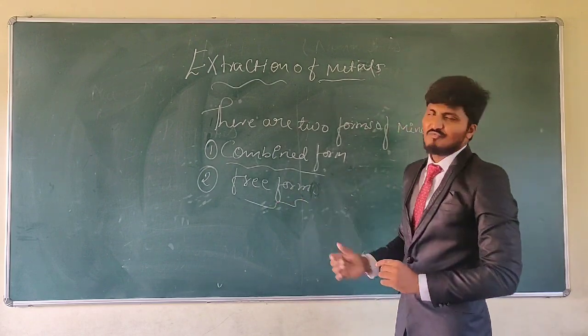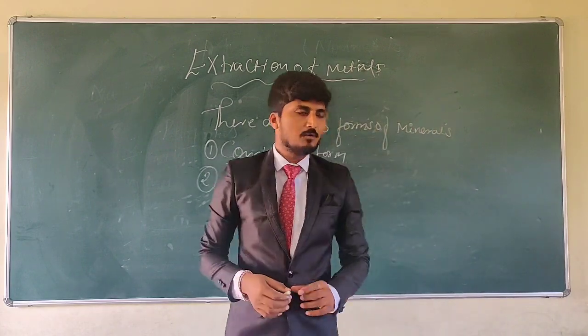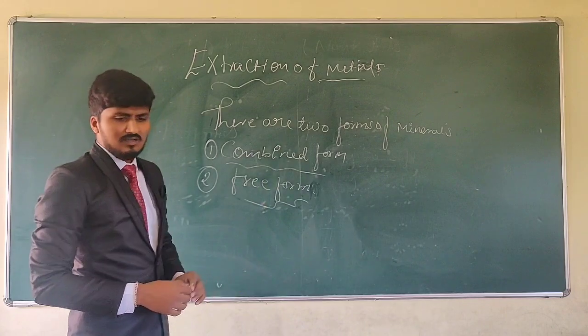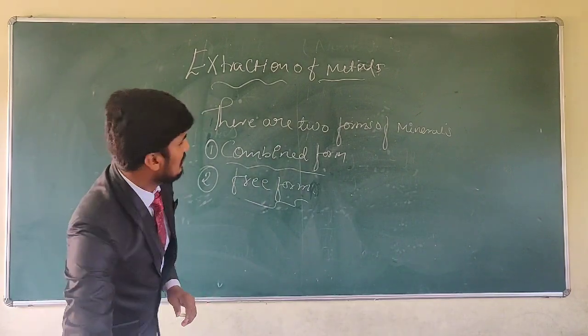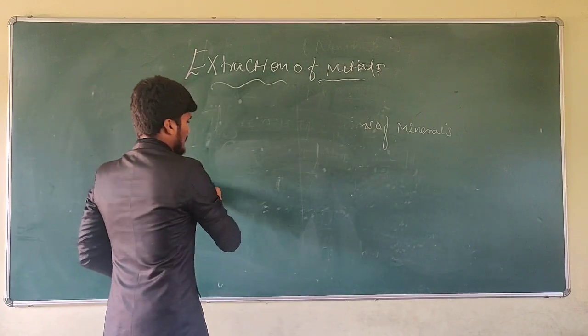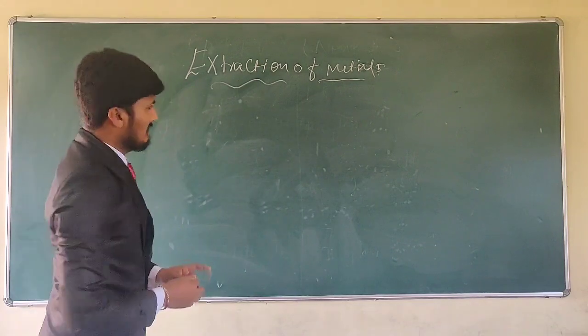If you talk about the free form, the elements which are least reactive will be obtained in the free form. For example, gold, silver, aluminium are obtained in the free form. So this is an introduction to the elements which are obtained in the combined form or free form. So now, what are minerals?